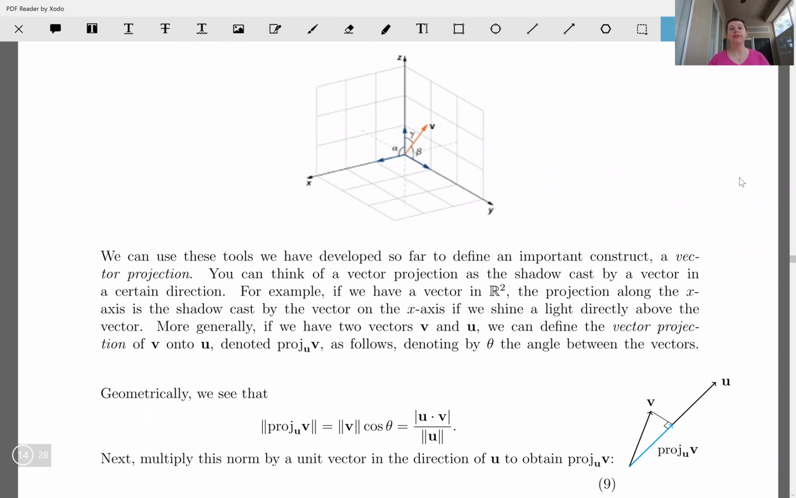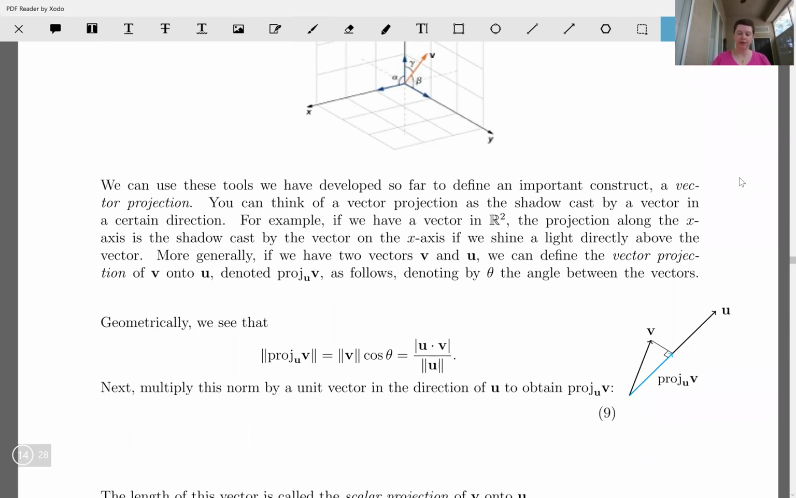Now, here's the important thing I was going to talk about. We can use the tools we have so far to define something really important. It's called a vector projection. Why is that super important? Well, think about a vector projection right now as the shadow cast by a vector in a certain direction. So let's suppose, for example, we have a vector in R2, coincidentally with a little picture right here on the right there. And the projection, let's say along the x-axis.